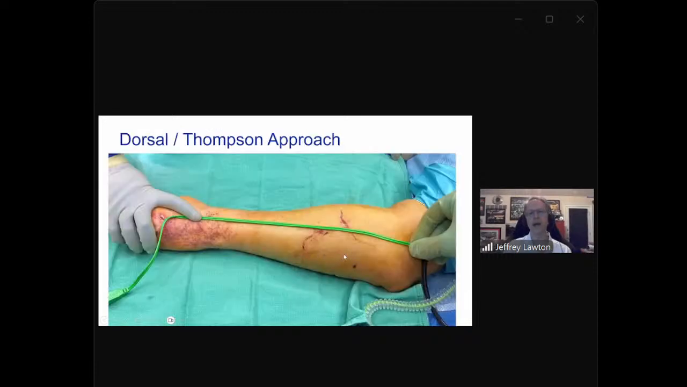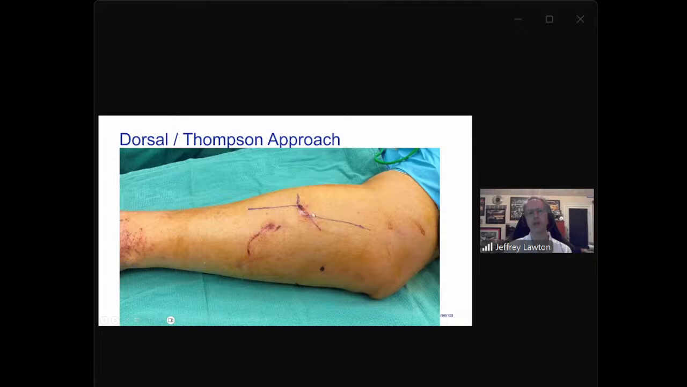And then on to the radius, or where I was going to go for the dorsal Thompson approach. Again, in this case, using the Bovie cord, going from the lateral epicondyle to Lister's tubercle, as you see here. This was an open injury, so I just made a little zigzag at his open injury.